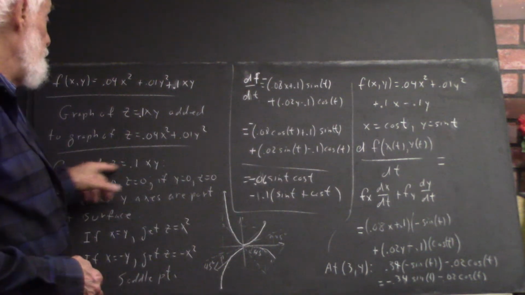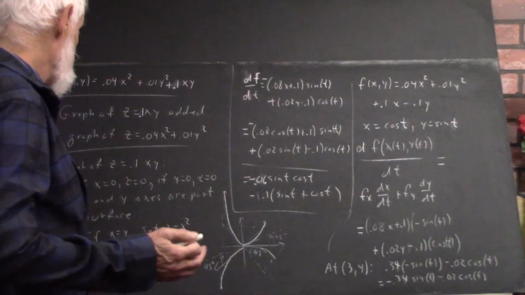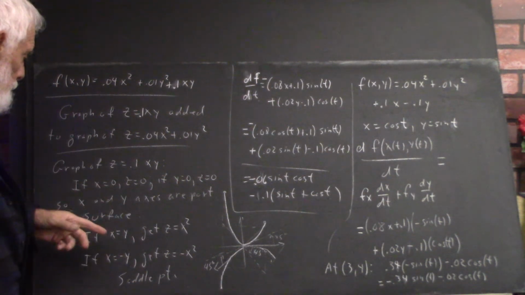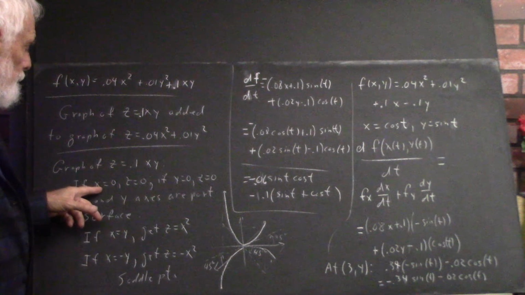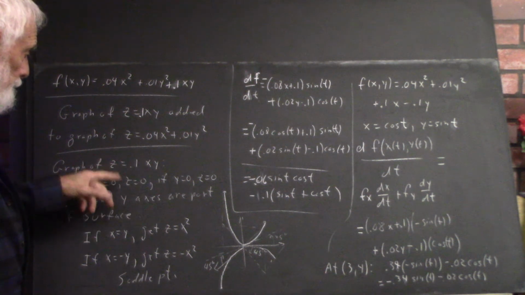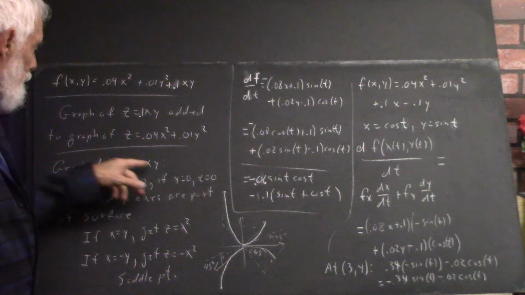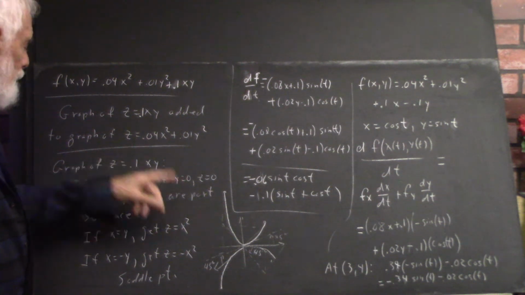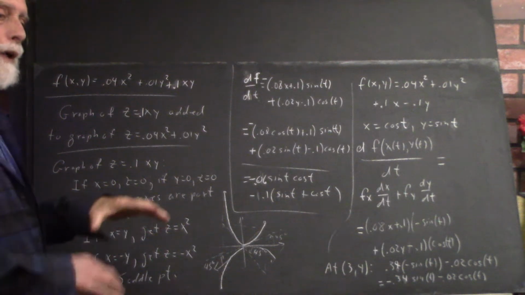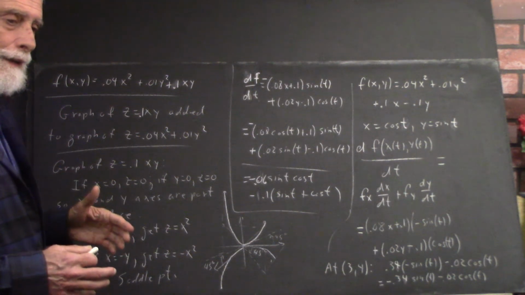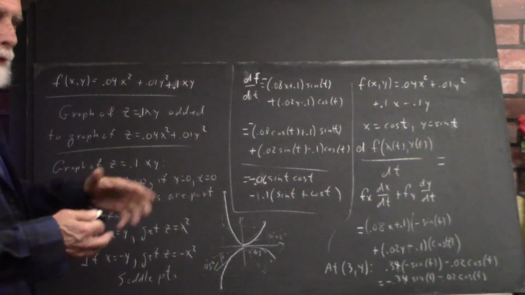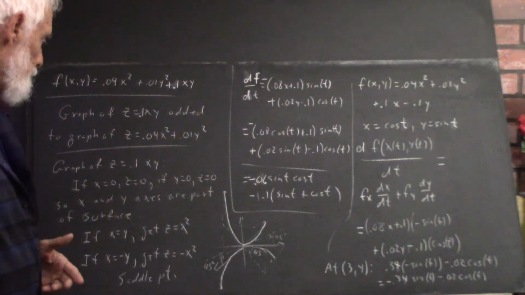The graph of this function, well, let's analyze it a little bit, and just in a straightforward manner. If x is 0, that makes z 0. If y is 0, that makes z 0. So x and y axes are part of the surface. So whatever the graph of the surface looks like, when it gets to the x and the y axes, it incorporates the whole x-axis and the whole y-axis.